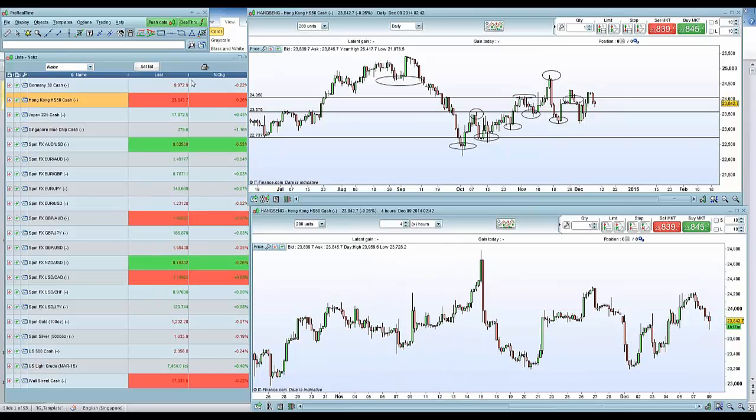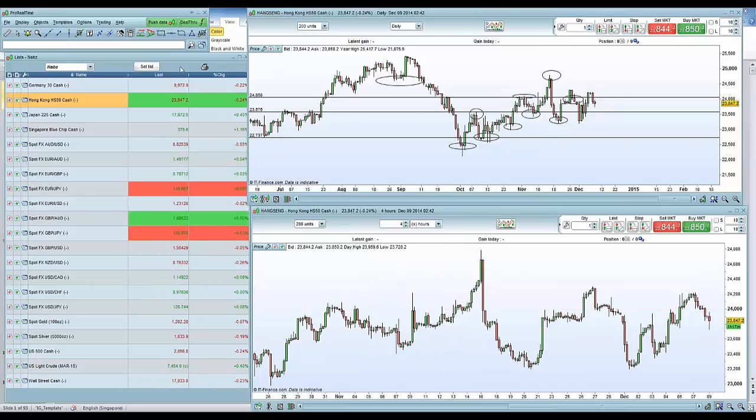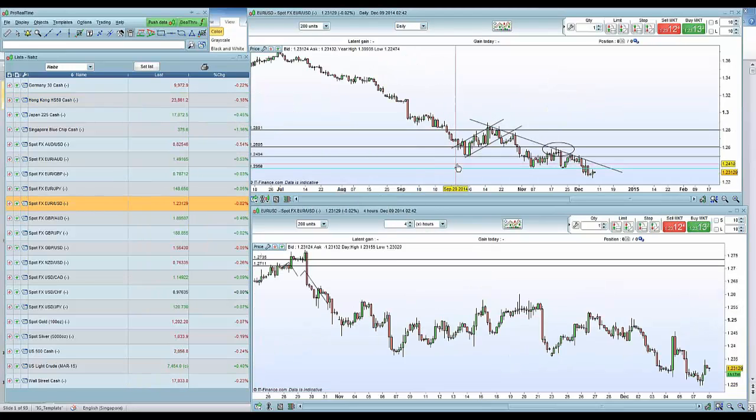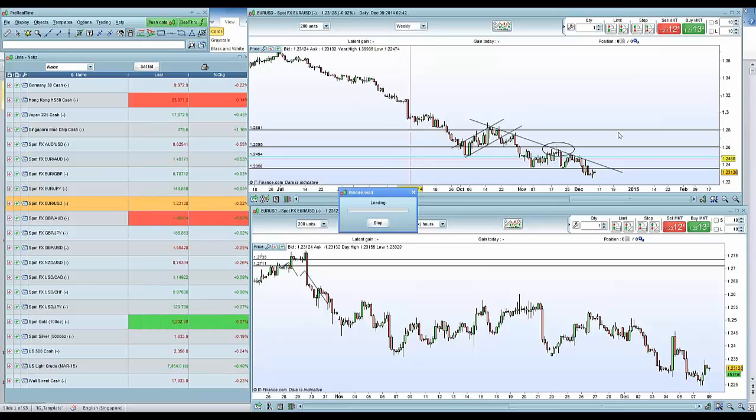Okay, so let me move on to forex right now. I'm going to start with everyone's favorite pair, the euro dollar. So let's start with the euro dollar weekly chart.